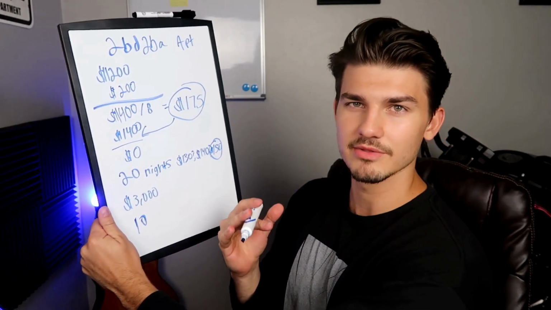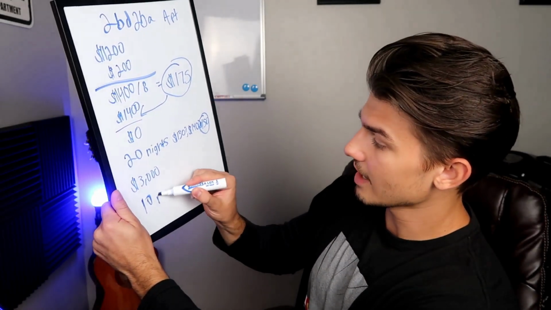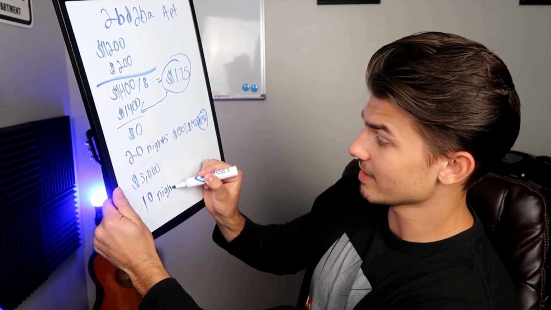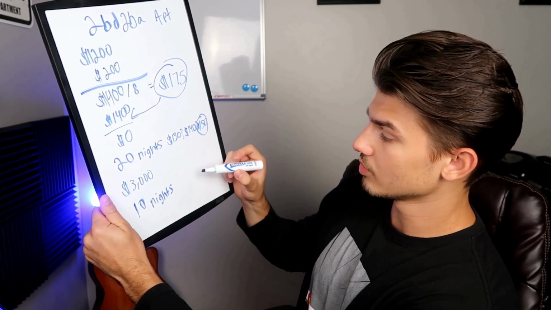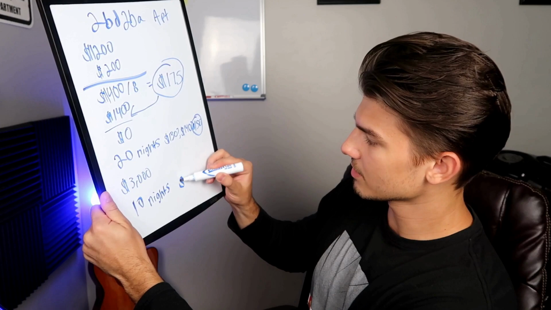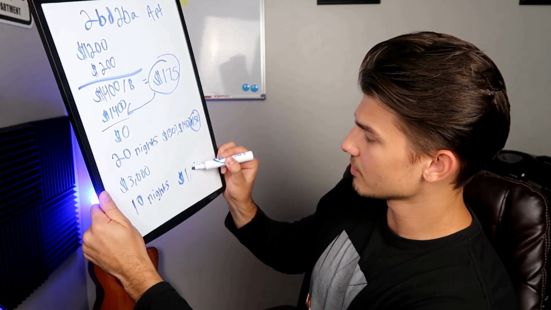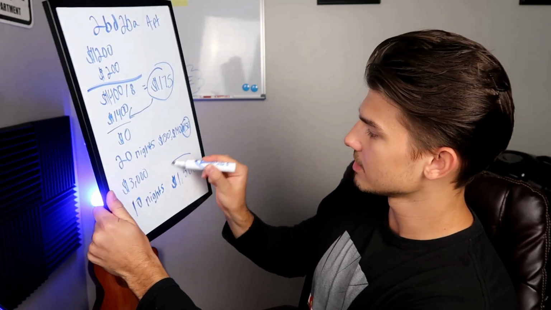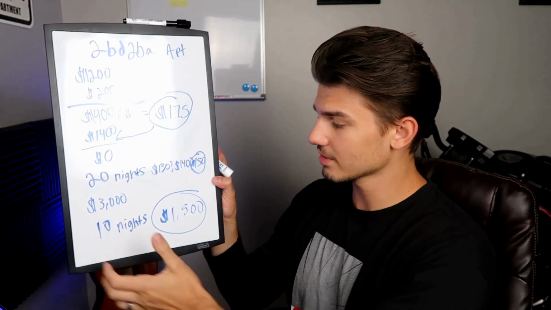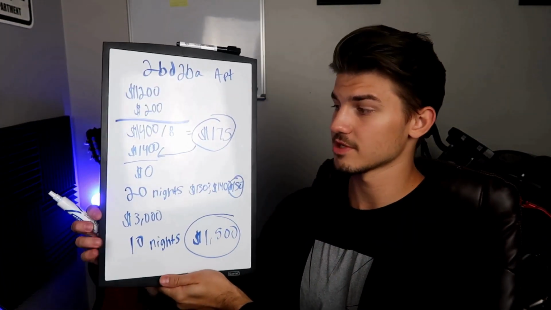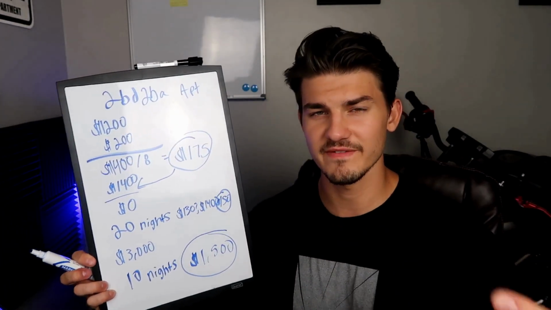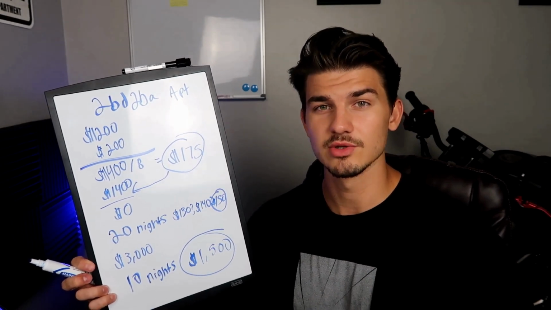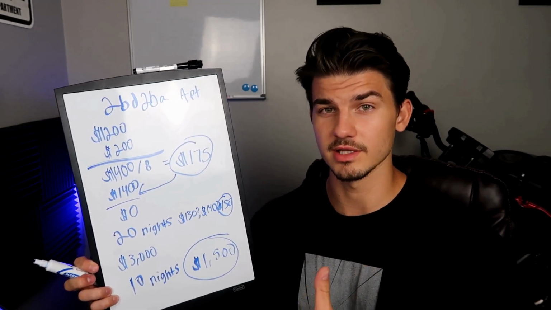Let's say you have a bad month and you only book 10 nights out of these 20 nights that you have available. So this right here is still $1,500 a month that you're generating as profit in your pocket. You're still able to generate $1,500 a month, which is life-changing for some people. If you think about it, what can an extra $1,500 a month do for your family, do for your goals, and what you want to achieve in life?